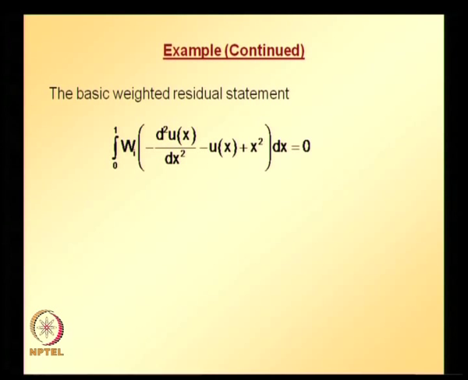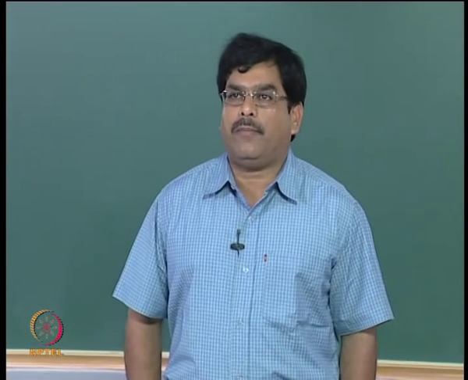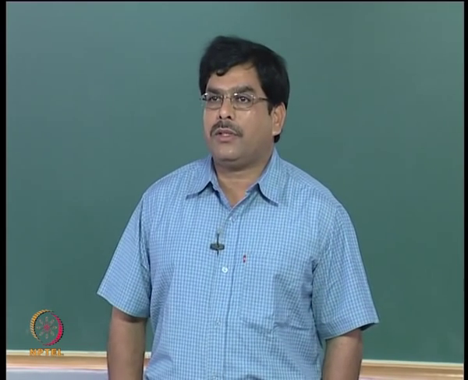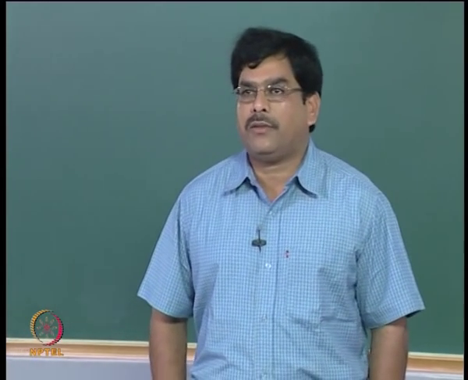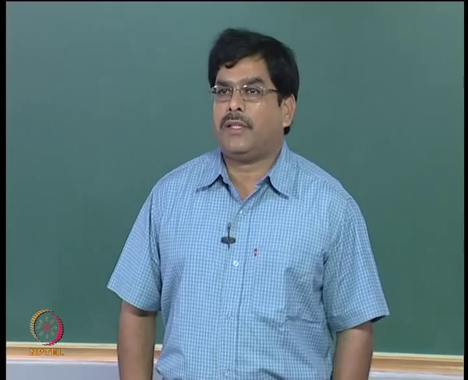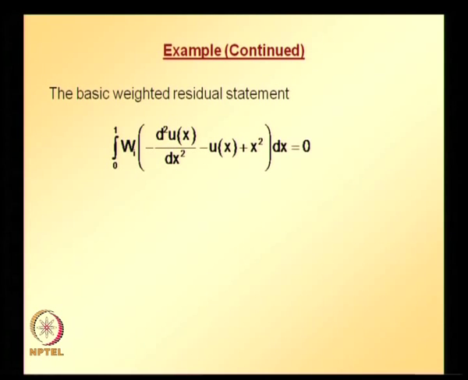So you know the basic weighted residual statement for any weighted residual method is this: multiply the given differential equation with a weight function, integrate over the problem domain, equate it to 0. The weight function depends on the method that you choose. If it is least square weighted residual method, it is partial derivative of E with respect to the unknown coefficients, and if it is collocation method, it is direct delta function, and if it is Galerkin method, weight function is going to be partial derivative of trial solution with respect to the unknown coefficients.